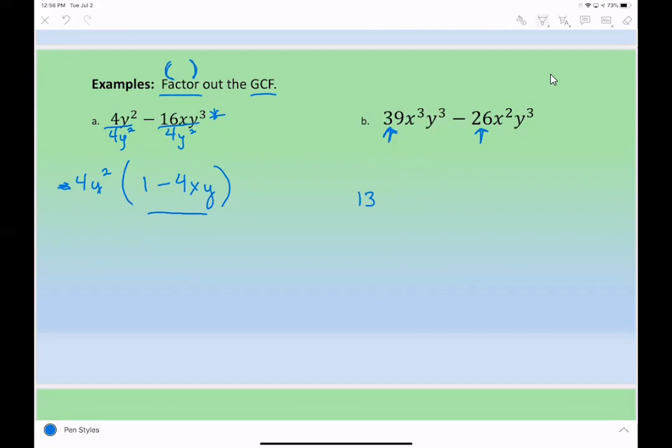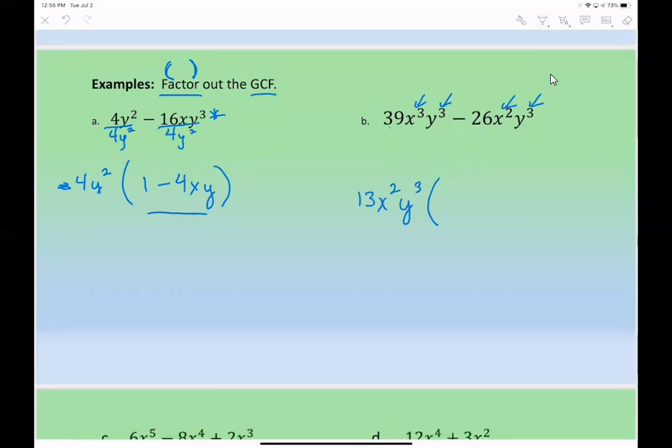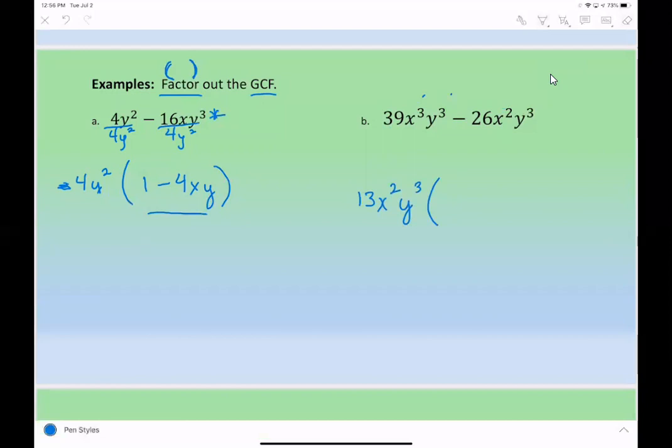And then I'm going to look at these variables. There's 3 x's in the first term. There's 2 in the second term. So we can take out 2 from both. And then we've got a y cubed and a y cubed. Since they're both the same exponent, we can take out a y cubed. So I'm going to start my parentheses. I'm going to come up here, erase these, and then write my GCF underneath each term. And then we're going to divide each term, or simplify each term.